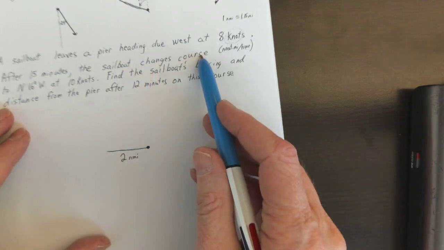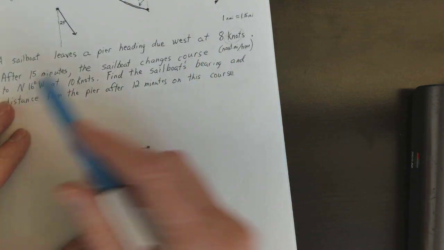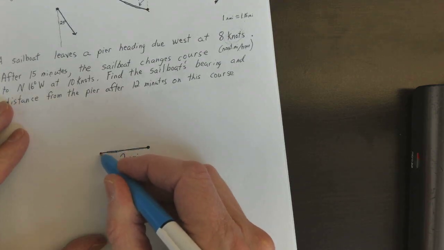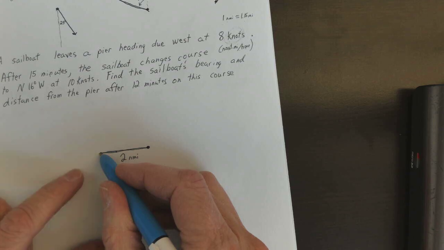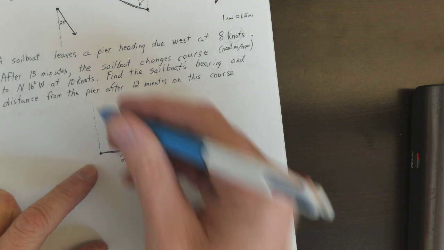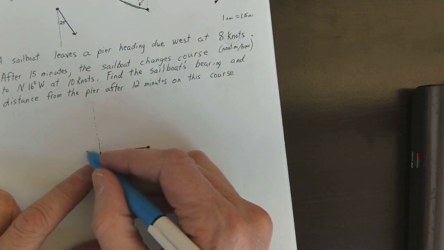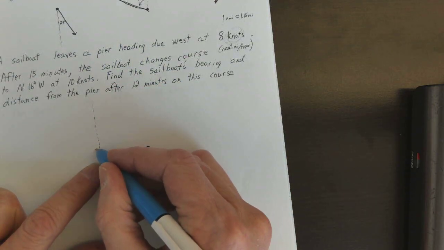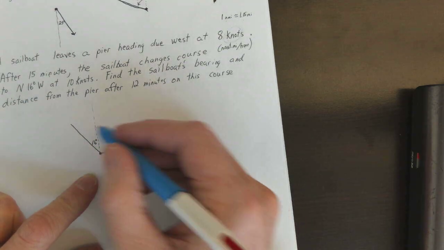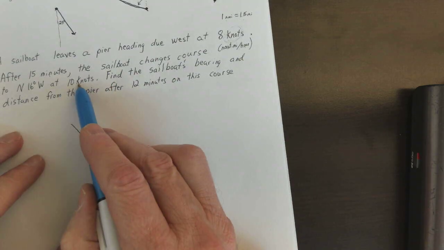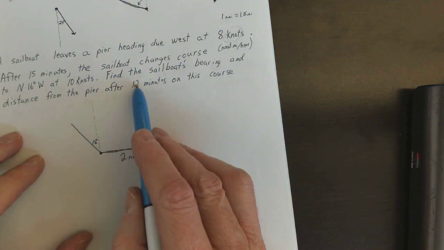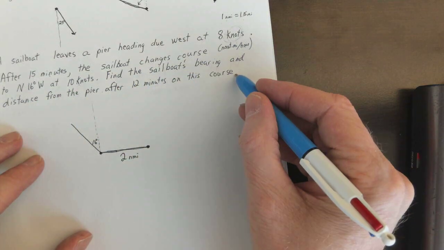Now, the sailboat changes course to north 16 degrees west. So the sailboat has gone from the pier to here, and it changes course. I'm going to go 16 degrees off of this angle right here. So this is 16 degrees here, at 10 knots. Find the sailboat's bearing and distance from the pier after 12 minutes on this new course.